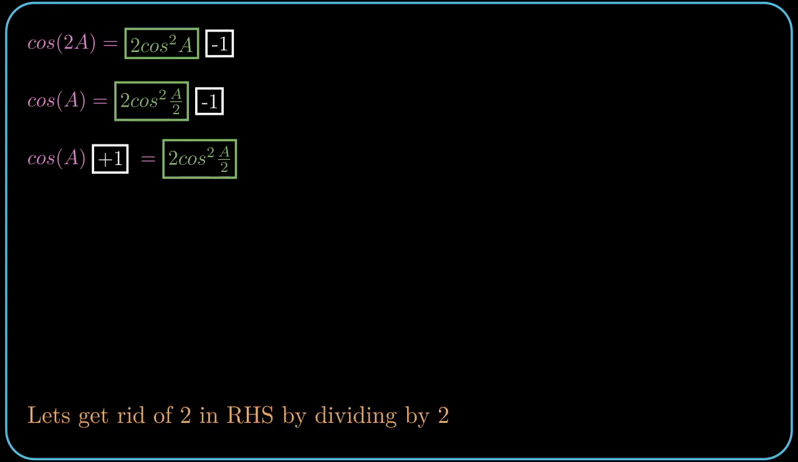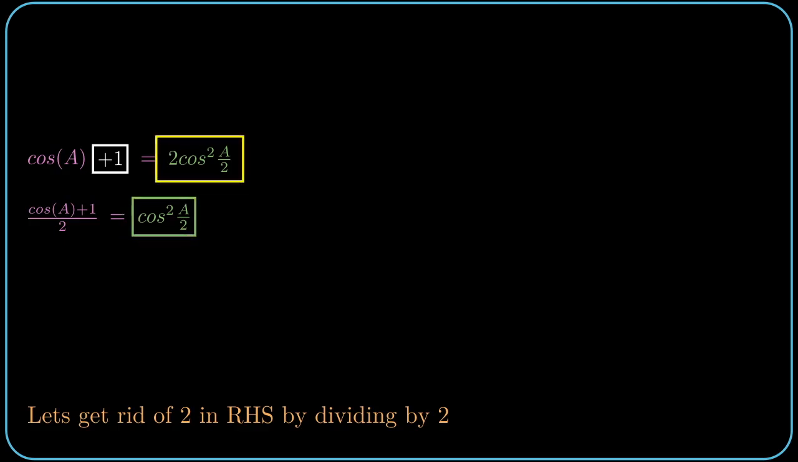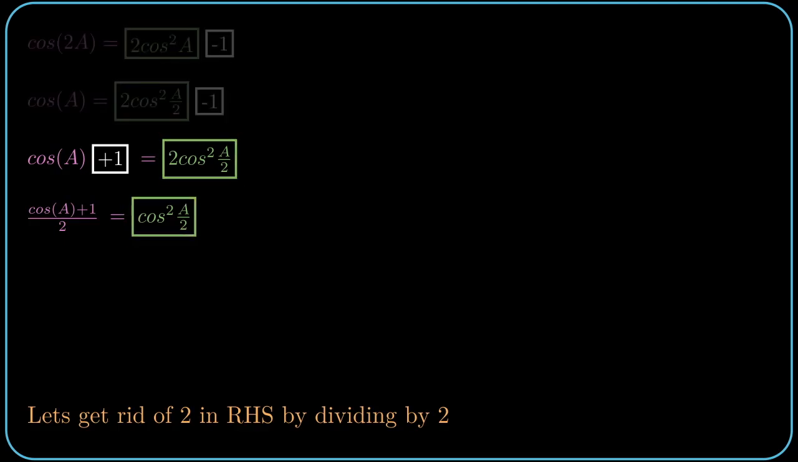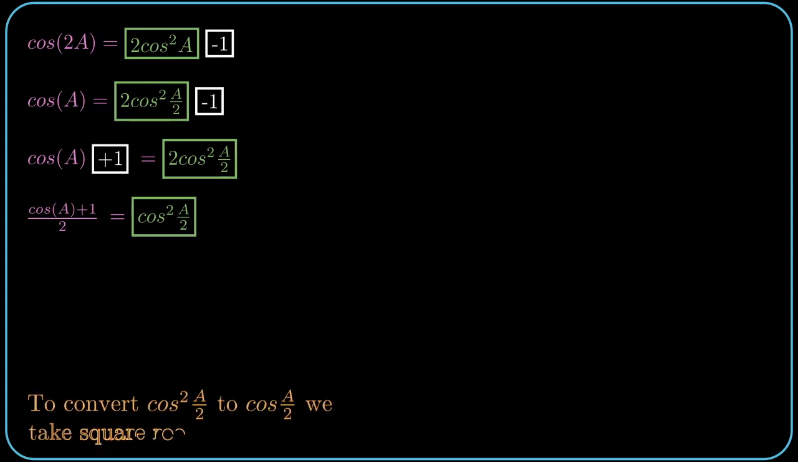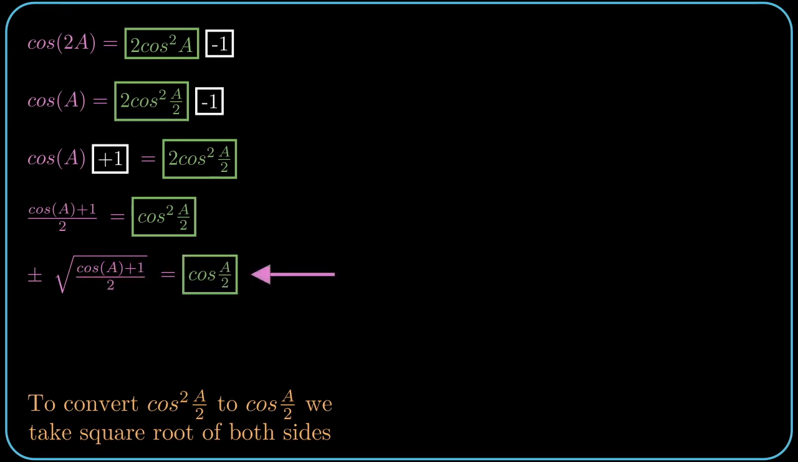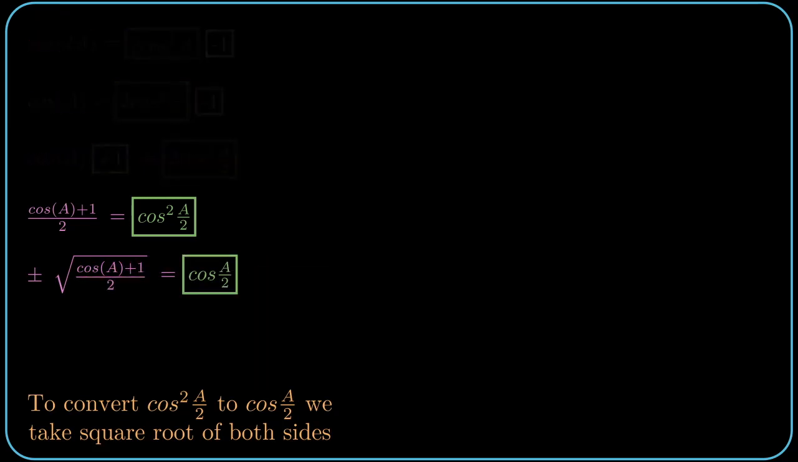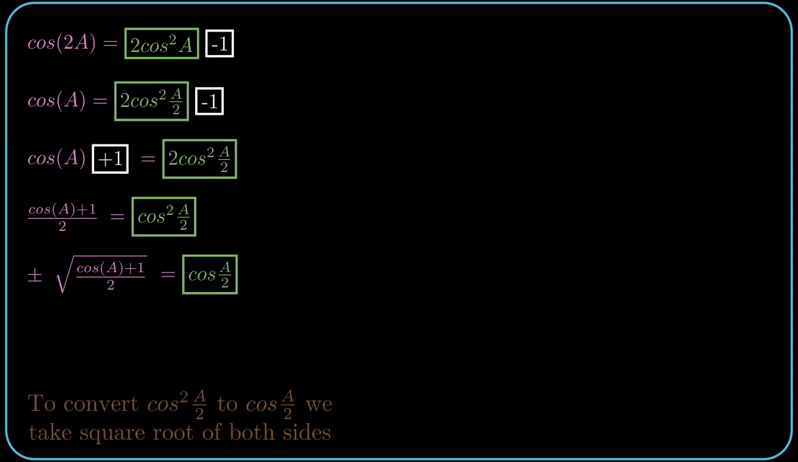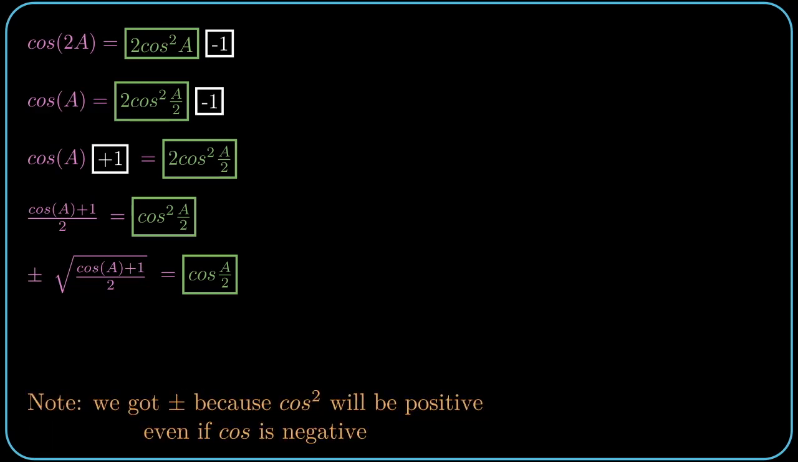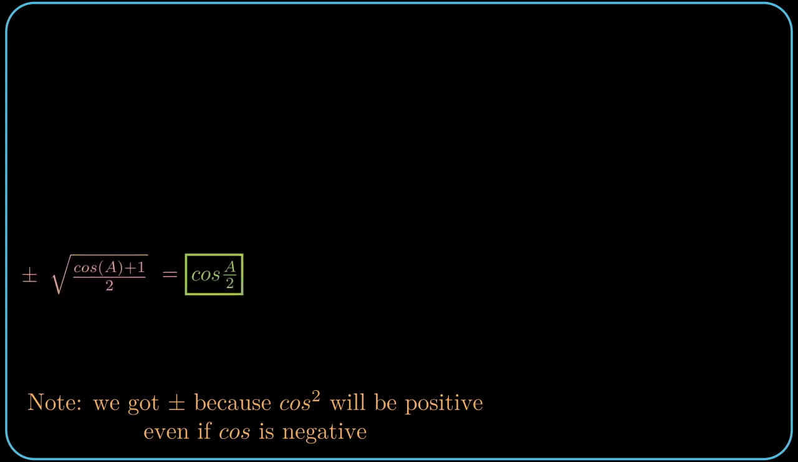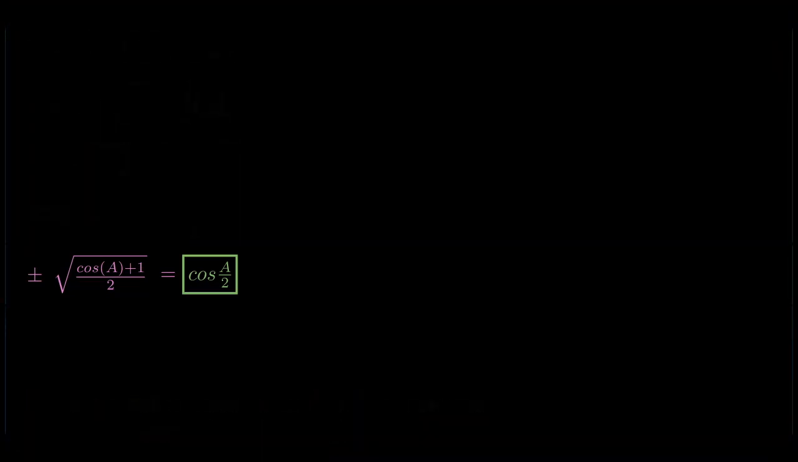Let's get rid of the 2 on the right-hand side by dividing by 2. So we get cos a plus 1, divided by 2, equals cos squared a by 2. And to convert cos squared a by 2 to cos of a by 2, we take the square root of both sides, and we get plus or minus square root of cos a plus 1 divided by 2 equals cos of a by 2. Note, we got the plus or minus sign because cos squared will be positive even if cos is negative. So that's why we get the plus or minus sign.